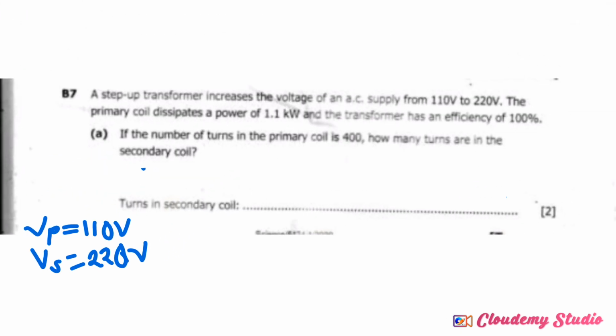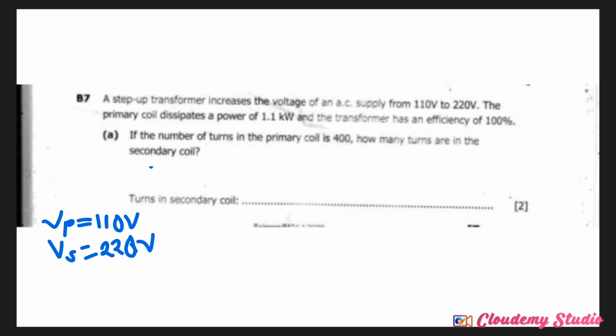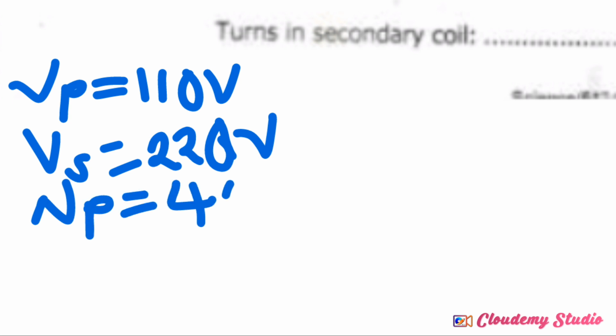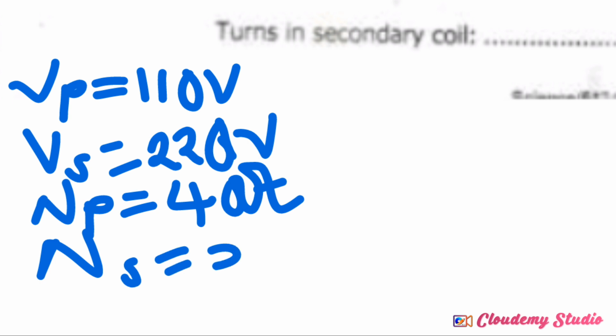Then we can go back to the question, and they're saying the primary coil dissipates a power of 1.1 kilowatts, and the transformer has an efficiency of 100%. If the number of turns in the primary coil is 400, how many turns are in the secondary coil? So they're asking us to find the number of turns in the secondary coil, which is X.